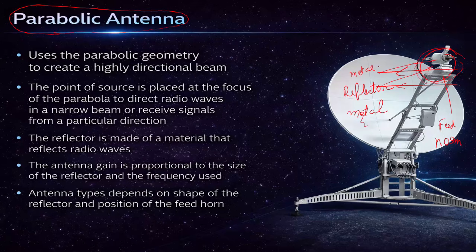One of the most important characteristics of a parabolic antenna is gain. Gain increases with the size of the reflector and the frequency of operation. This means larger antennas or higher frequency result in more focused and stronger signals. So antenna gain is very important in the case of parabolic antennas.